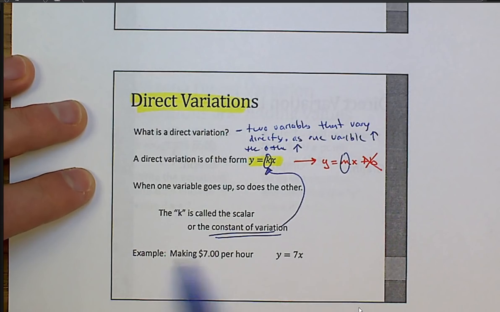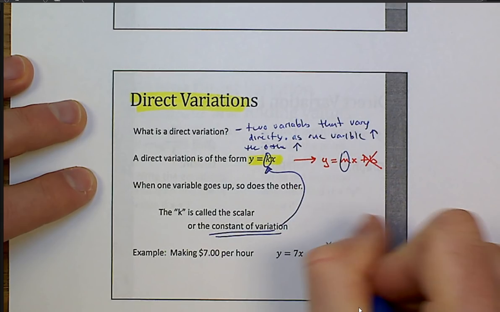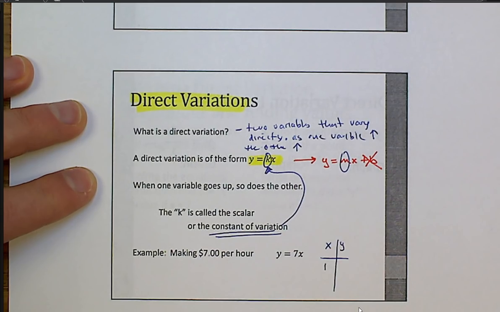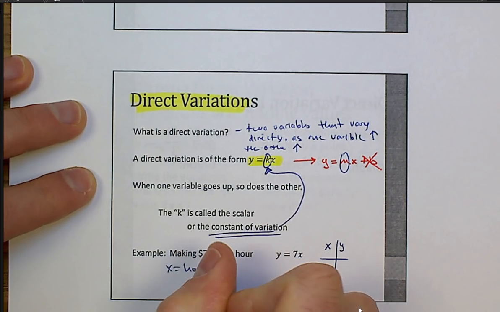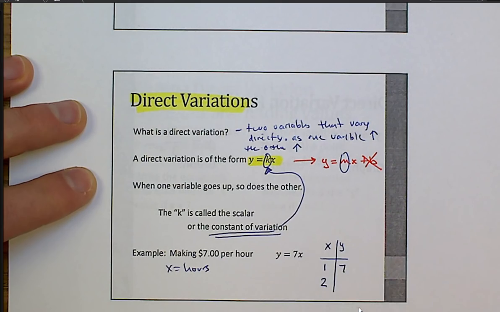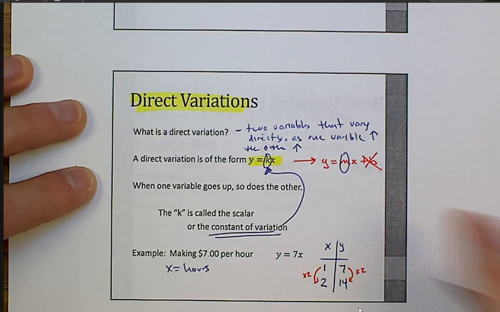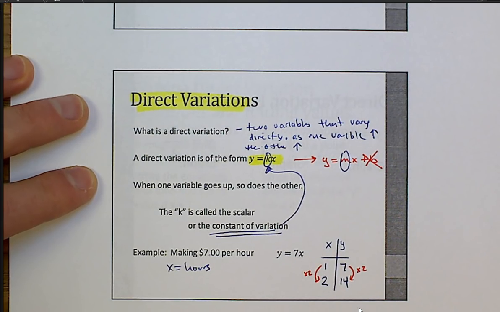So here's a perfect example. You're making $7 an hour. If you were to make this t-chart, as your hours increase, your x values, if x is hours, as your x's increase, so if I plug in a 1, I would get 7. If I plug in a 2, I would get 14. As I multiply 1 by 2, 7 gets multiplied by 2. So it has the same scale when you vary directly. It's the same exact thing. Some people think you can divide, or not think, it's true. When you divide the y by x, you get your constant of variation.